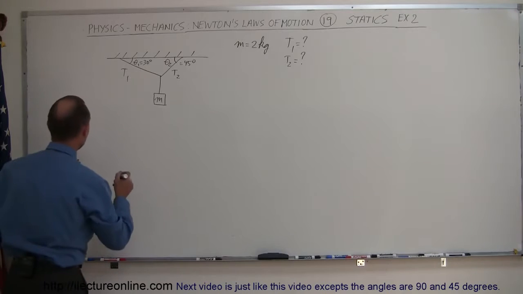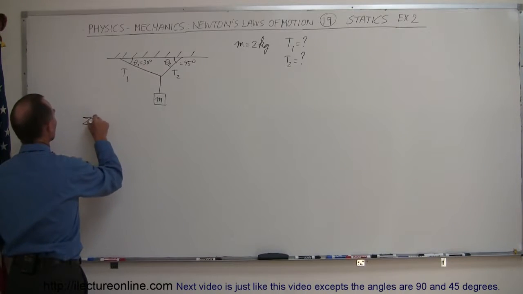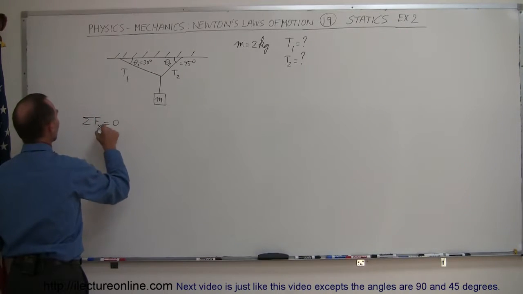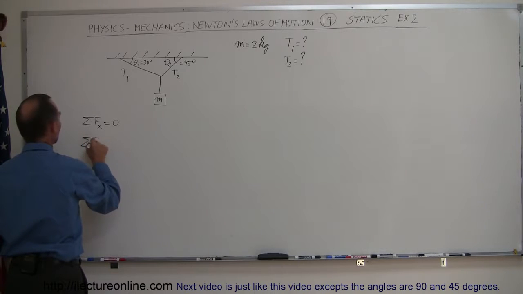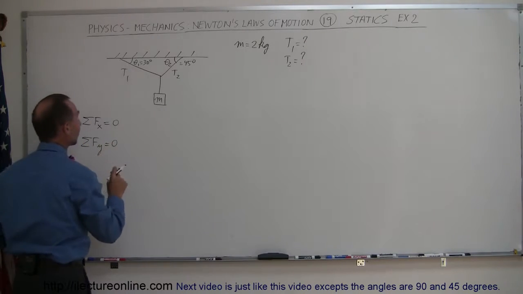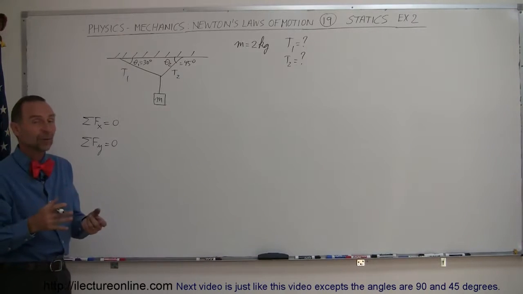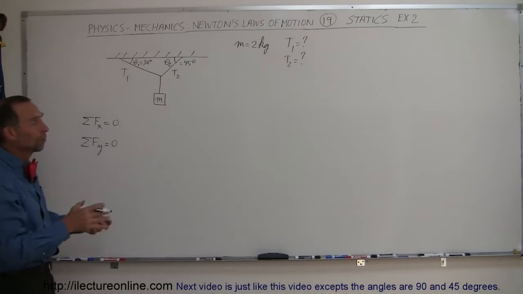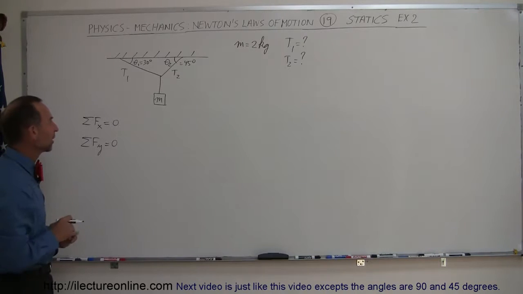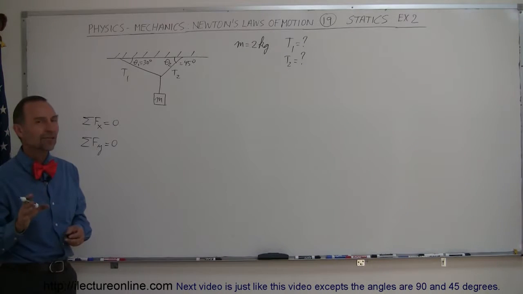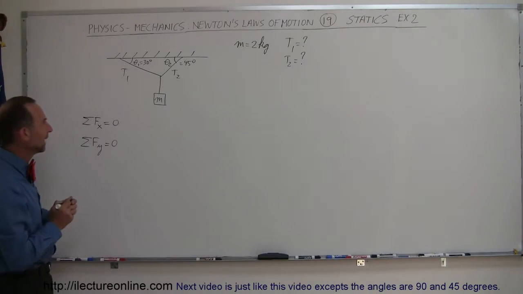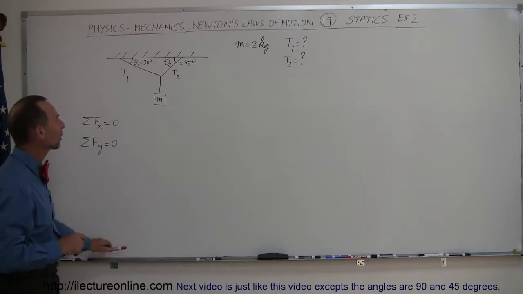What we do know is that the sum of all the forces acting in the x direction must add up to 0, and the sum of all the forces in the y direction must add up to 0, because this is a static situation. Nothing is moving, nothing is accelerating, which means the sum of all the forces in any direction must add up to 0. So we now have to identify the sum of all the forces in both the x and the y directions.